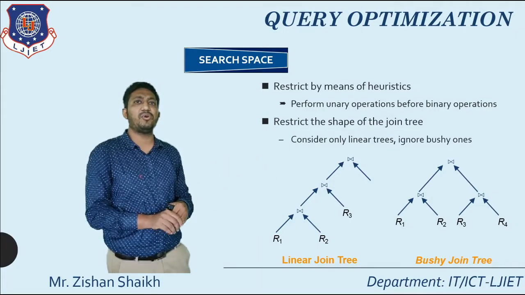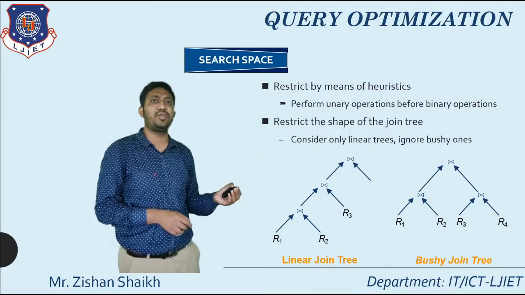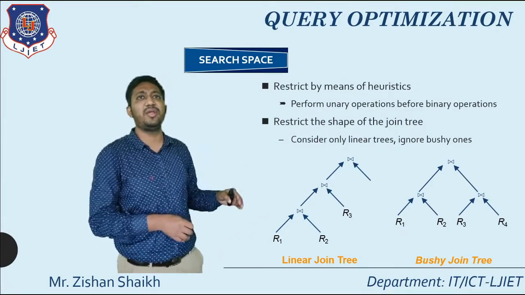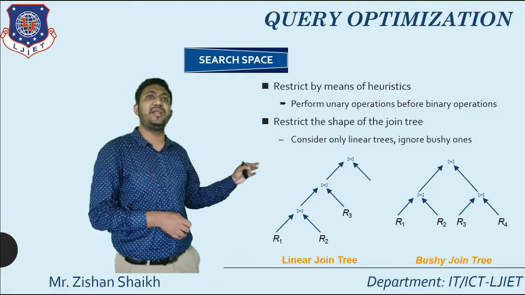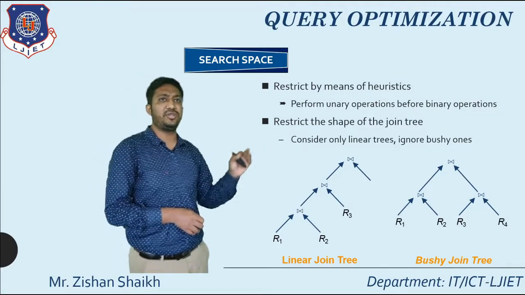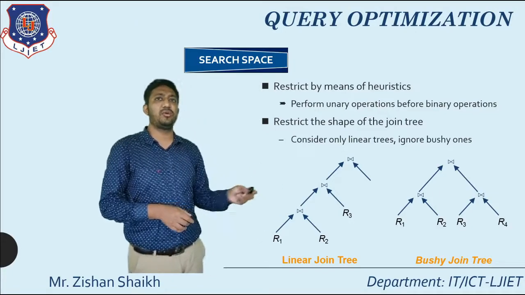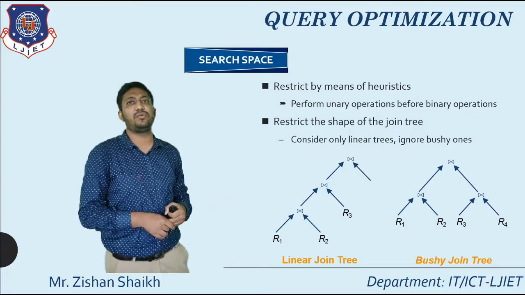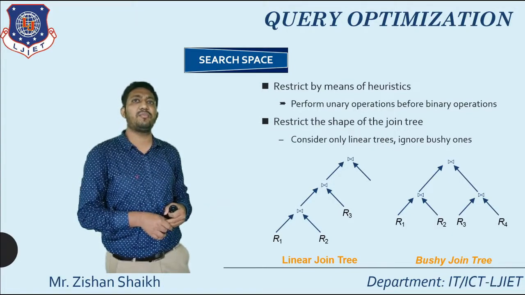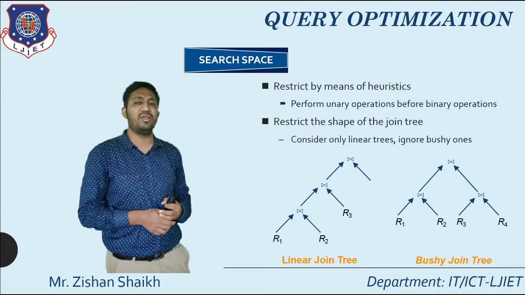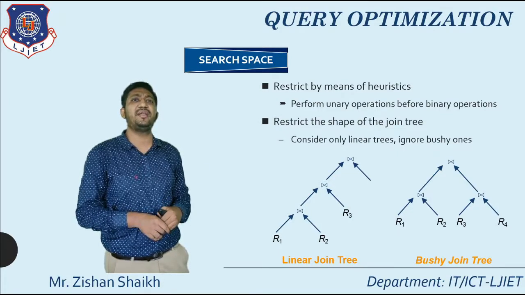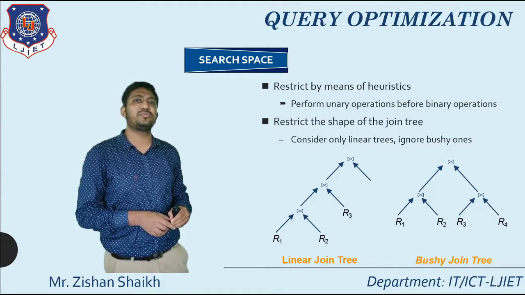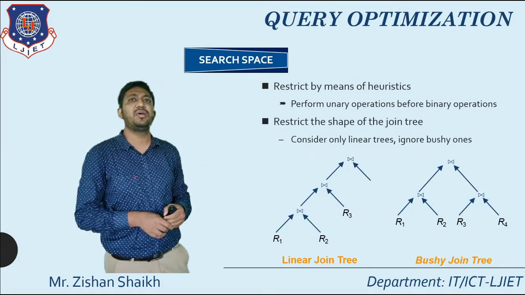So when we are talking about linear join tree and bushy join tree, we have to decide which one will be used and which one will be ignored. So consider only linear trees here and ignore bushy trees. According to this algorithm, our constraint will be reduced from omega of n factorial, and with linear join trees it will be reduced up to O of 2 to the n. So it reduces many alternatives as per our requirement.